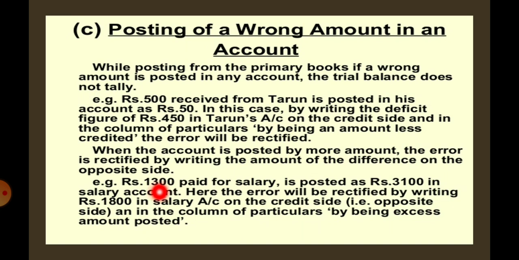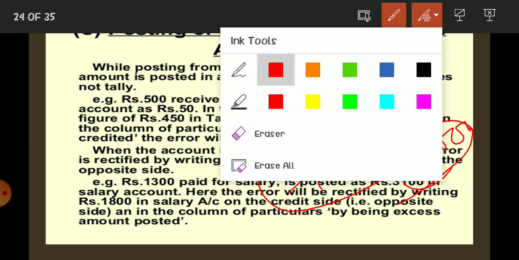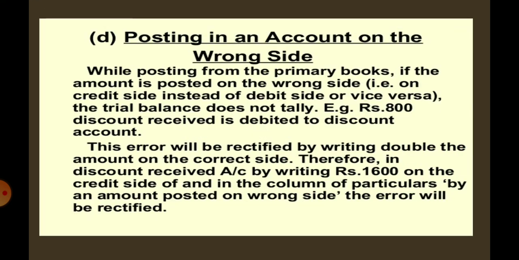For example, rupees 1,300 paid for salary is posted as 3,100. So it is a greater amount than the real amount in the salary account. Here the error will be rectified by writing 1,800. How you got 1,800 is simple: you deduct the real amount from the wrong amount, and you get 1,800, right?